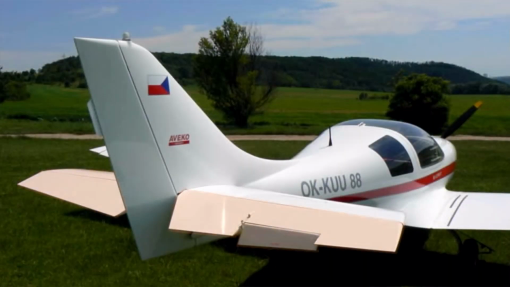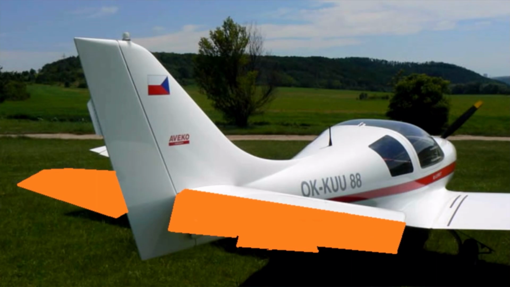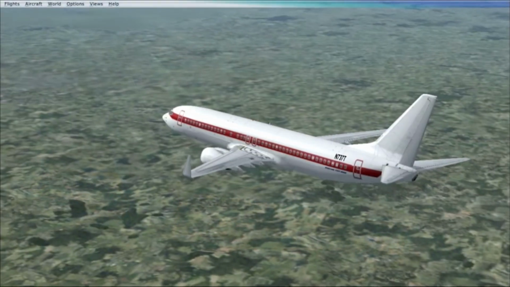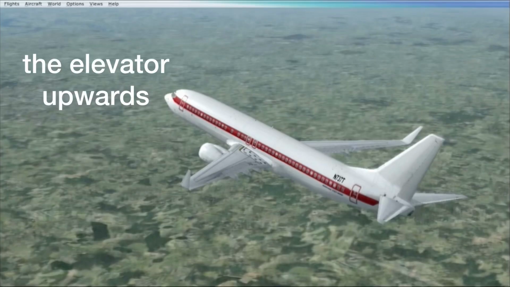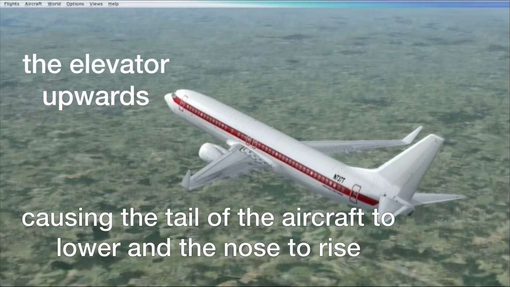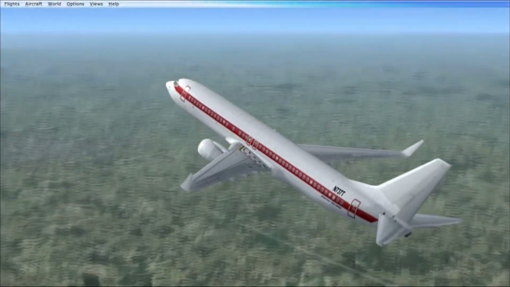The second element is the elevator. As its name suggests, it is used to adjust the height. It is located on the horizontal stabilizer. If the pilot wants the plane to climb, he deflects the elevator upwards. This causes the air to deflect upwards, causing the tail of the aircraft to lower and the nose to rise. If the pilot wants to descend, the exact opposite will simply happen.